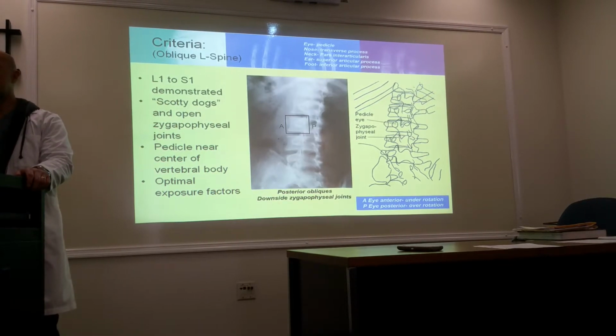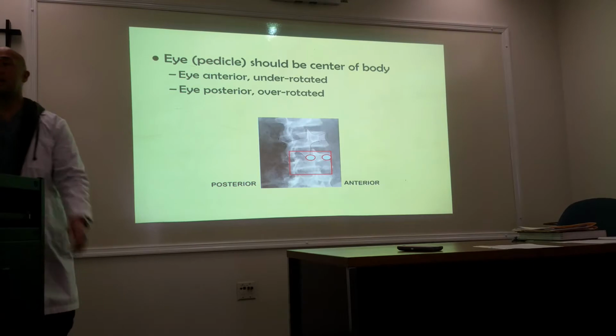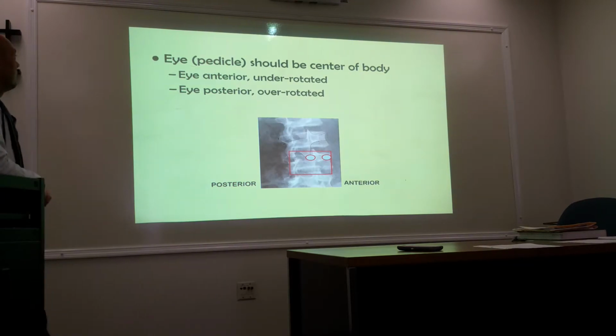Okay, posterior obliques, side down. So eye closest to the anterior, towards the front, is under-rotated. Towards the back, it's over-rotated.